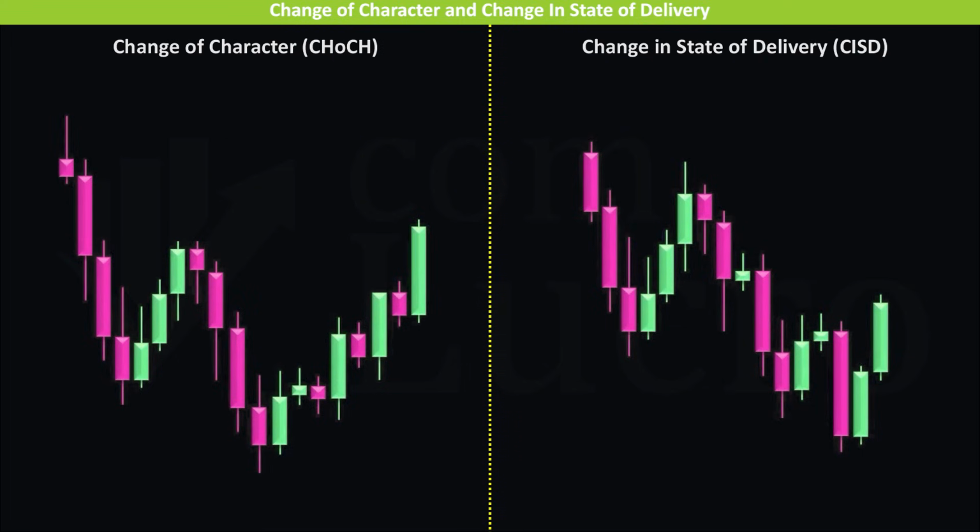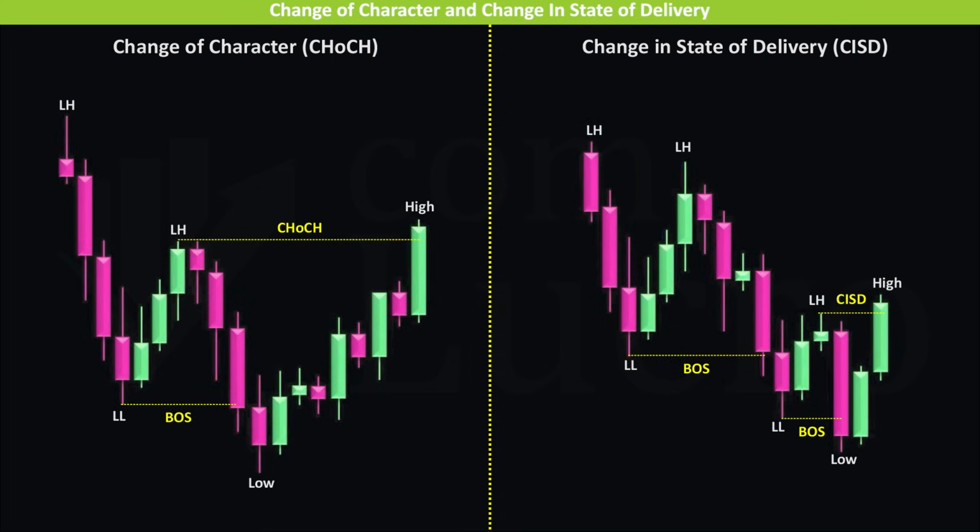Most traders look for confirmation in structure, but the real shift in the market often happens before structure clearly breaks. If you understand how price transitions from control to execution, you can spot reversals earlier and enter with much better risk to reward. That is where the difference between change of character and change in state of delivery becomes critical. These two concepts explain not just where price breaks, but how momentum and control actually change behind the scenes.